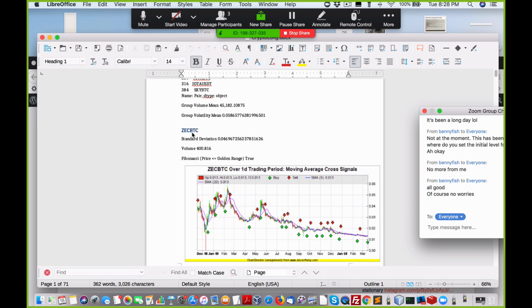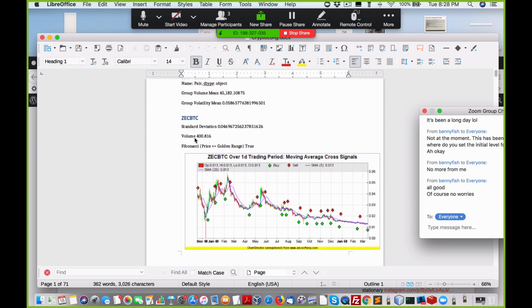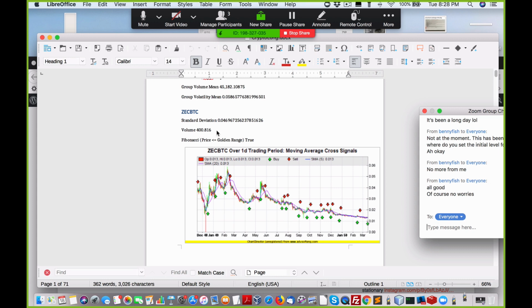So here we have Zcash against Bitcoin. This is the individual standard deviation, so you can compare this against the volatility of the group. So you know that this particular pair, Zcash against Bitcoin, is lower than the group means. This means this is less volatile than the group. On top of that, this gives you the volume, because that does matter.